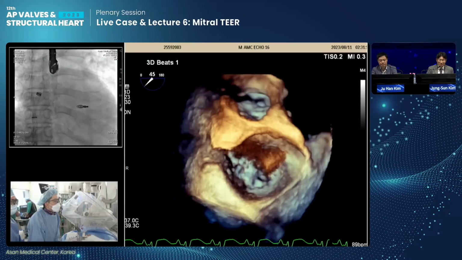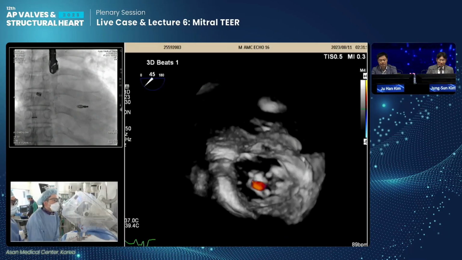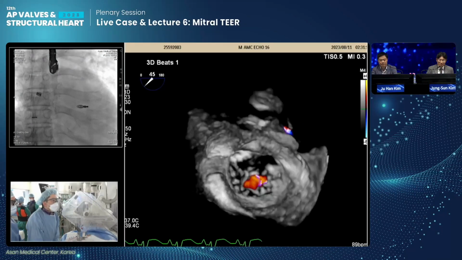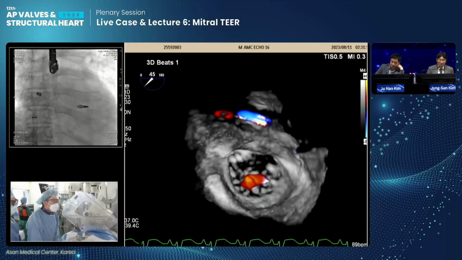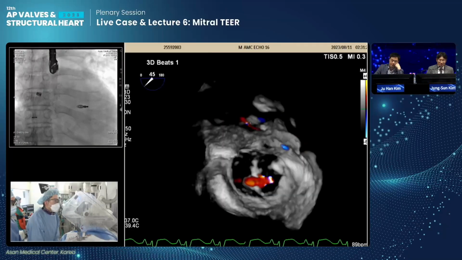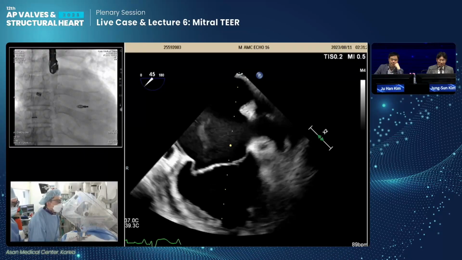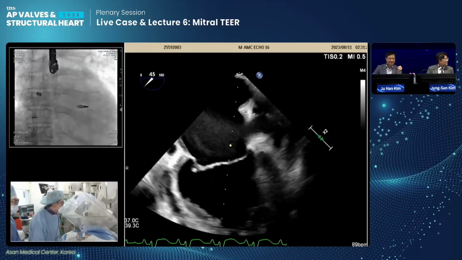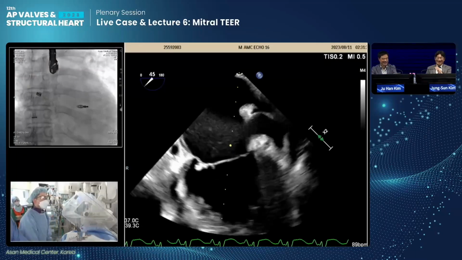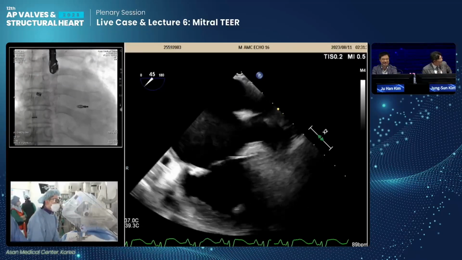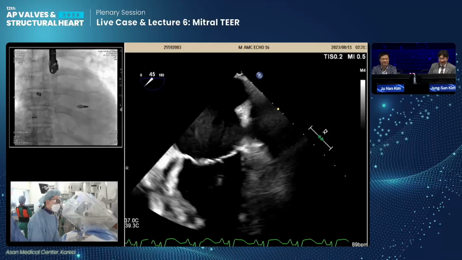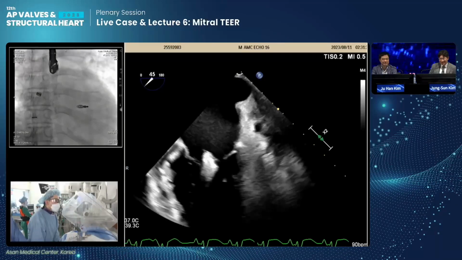And where is the jet from? Can you please show the color? Medial side. Dr. Kang, I would like to put a second clip on the medial side of it. You want to? It's interesting. It's very challenging. Okay, you can do that.